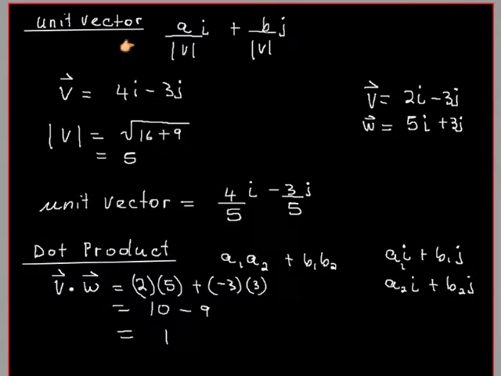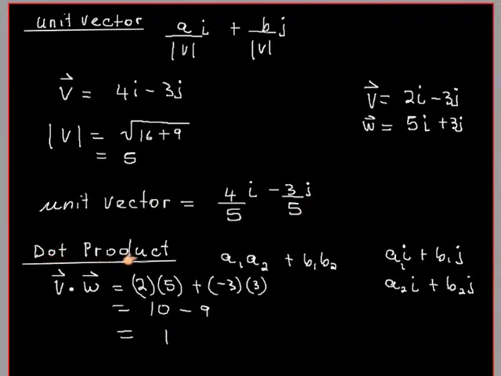A unit vector is given by the a value of the vector divided by the magnitude of the vector plus the b value divided by the magnitude of the vector. For example, if you have a vector v, which is 4i minus 3j, the magnitude of the vector would be 4 squared plus negative 3 squared, which gives you 5. And the unit vector would be 4 over 5 i minus 3 over 5 j.